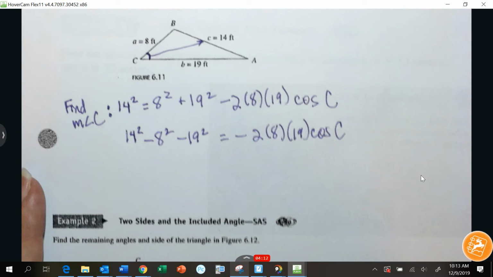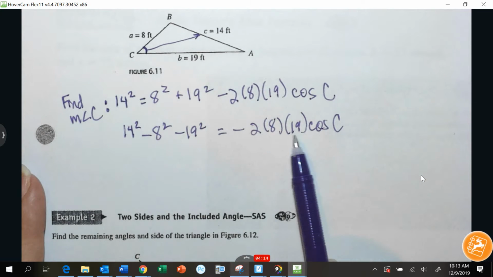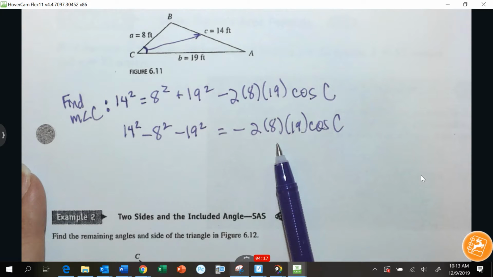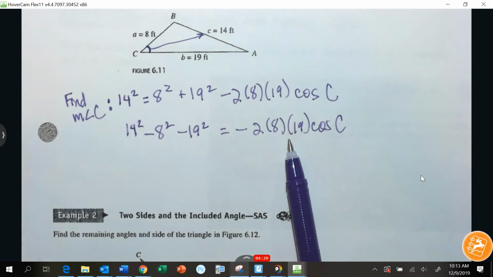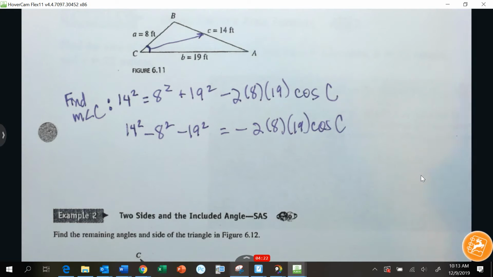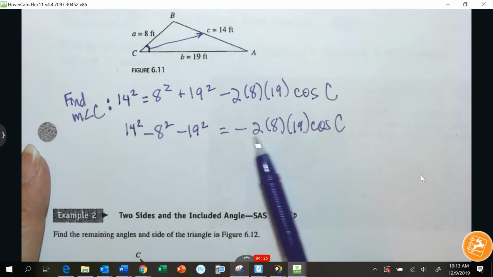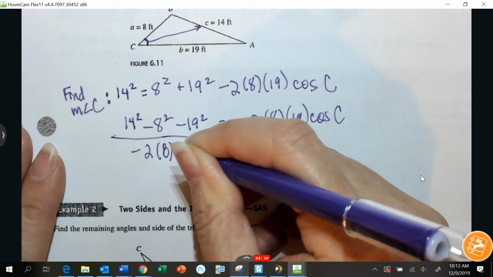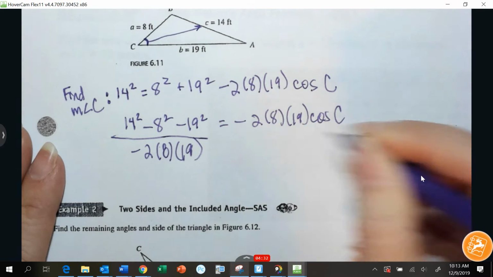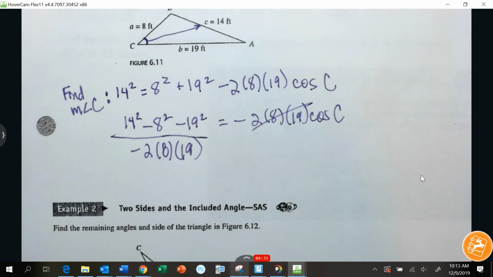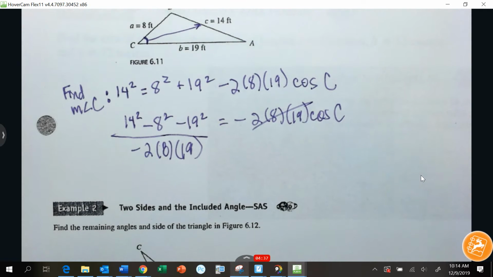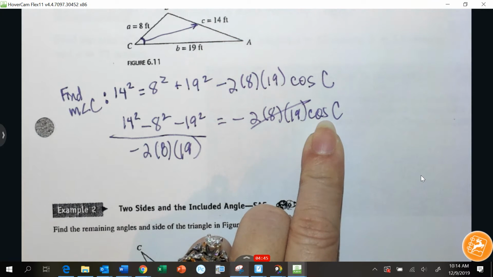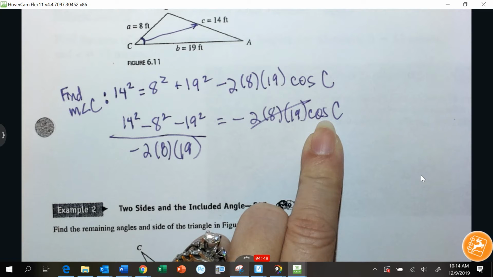And you know what? I'm not even going to bother to type this in and find out what that number is, because it will be a calculator question. So from here, if I divide both sides by -2 times 8 times 19, I will get cosine C on the other side, right? But we have to find angle C. What do I actually need to use on my calculator to find angle C? What cancels out cosine? Cosine inverse.